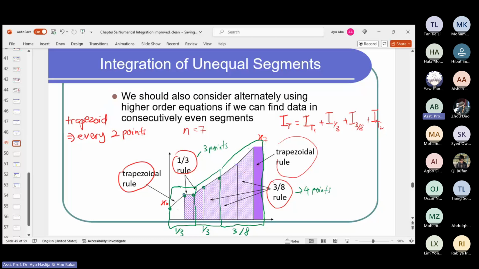So from this function, this curve, there are a few options for you to calculate the integration. So for the green ink, your total integration would be the integration of the two 1/3 plus the integration of the 3/8.